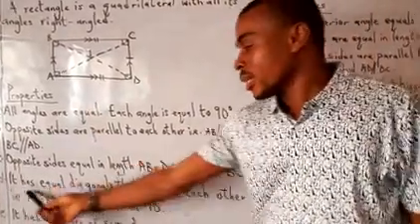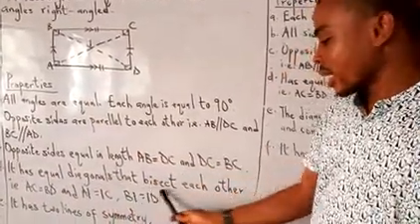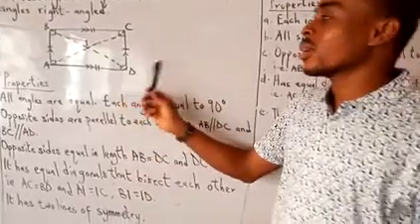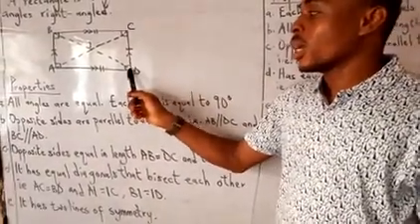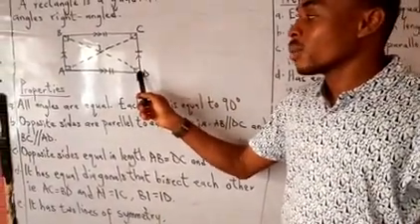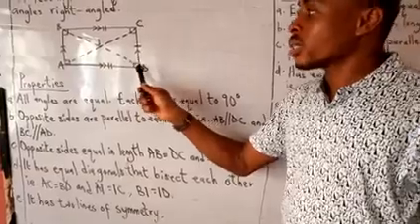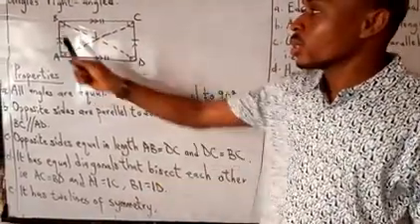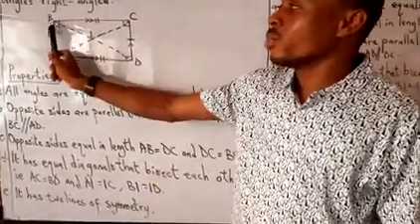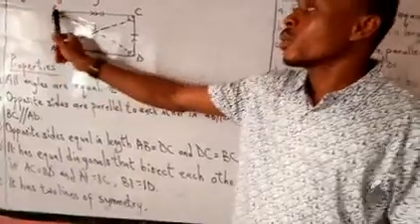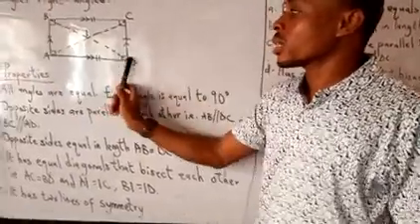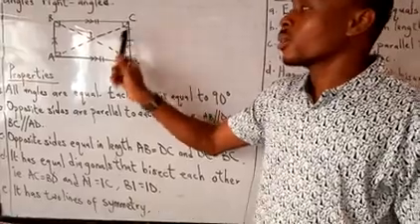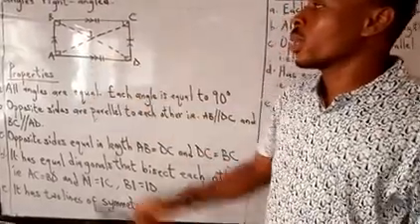D, it has equal diagonals that bisect each other. Of course, you know that a diagonal is a line that runs from a vertex to another vertex in a plane figure. So this is a vertex, a point where two edges meet in a plane figure. From this vertex to this vertex, a line runs. And from this other vertex to another vertex, another line runs. These are the diagonals of this plane shape.